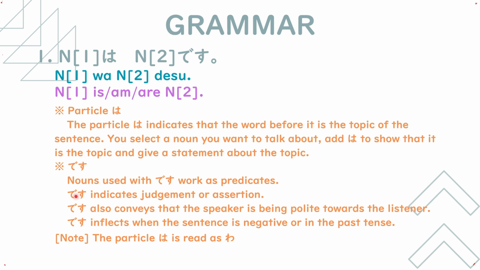And then we have desu, okay? Nouns used with desu work as predicates, which means that they are the latter part of the sentence. Desu indicates judgment or assertion, also conveys that the speaker is being polite toward the listener, and inflects when the sentence is negative or in the past tense. This will be explained later on in the later lessons. But for now, we are focused on the particle wa, and desu. Again, desu is an ender that is polite.